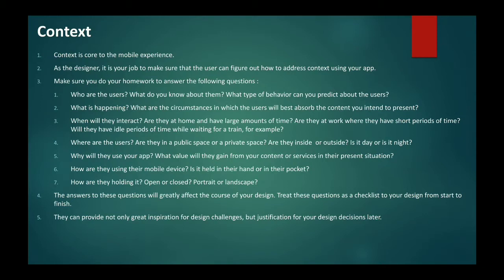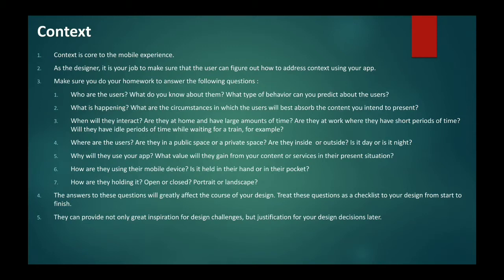Those questions may be: who are the users? When you are designing, the very first question that should come to your mind as a designer is, who are the users, what do you know about them, and what type of behavior can you predict about them? This is regarding the user. Second, what is happening? What are the circumstances in which the user will best absorb the content you intend to present? Whatever content you want to present, will they absorb it, or is there a requirement of a special condition in which the user will absorb it?